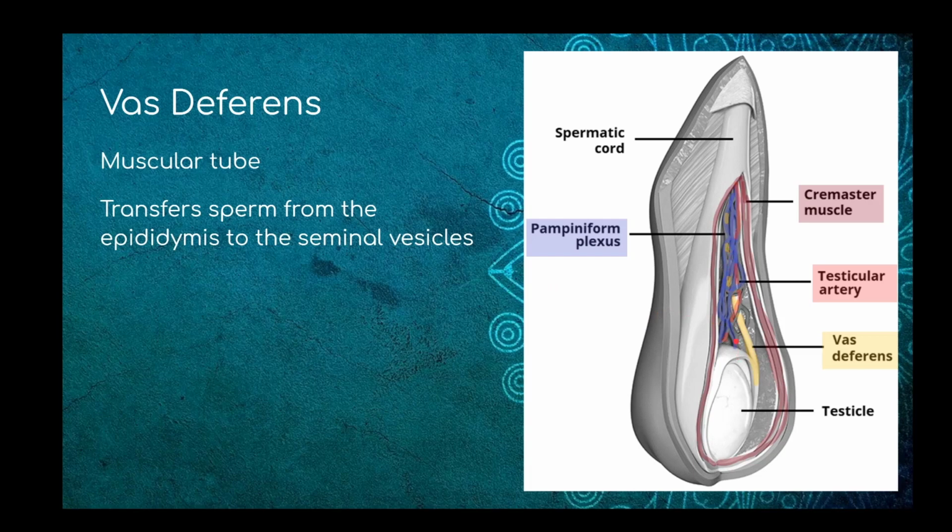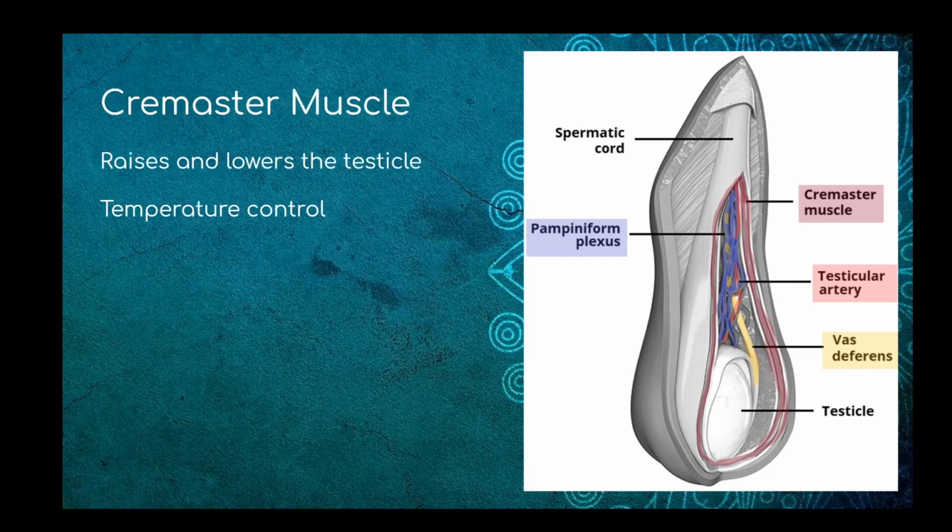The vas deferens is a muscular tube. It transfers the sperm from the epididymis up to the seminal vesicles. So again, sperm is made in the seminiferous tubules. They go through the rete testis, then the efferent tubules into the epididymis. They follow the epididymis around and out into the vas deferens, and the vas deferens brings it up into the body and then out through the urethra.